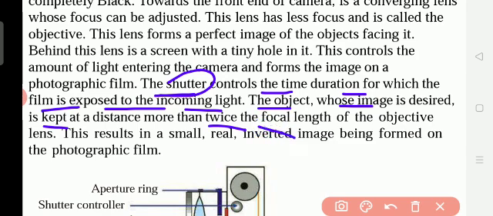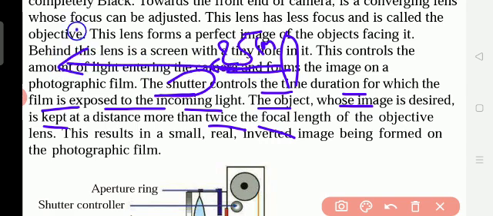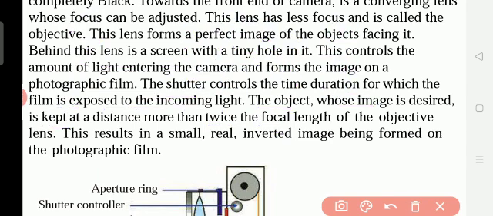The object whose image is desired is kept at a distance more than twice the focal length of the objective lens. For example, the focal length of this convex lens is 25 centimeters. To take a nice photo, the object should be at more than 25 centimeters, above the focal length of the objective lens. This results in a small real inverted image being formed on the photographic film.